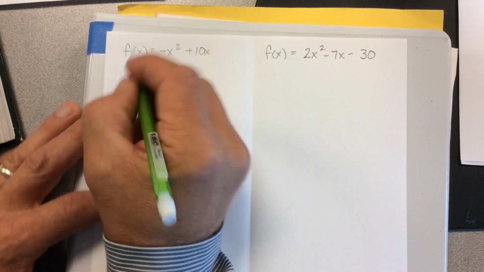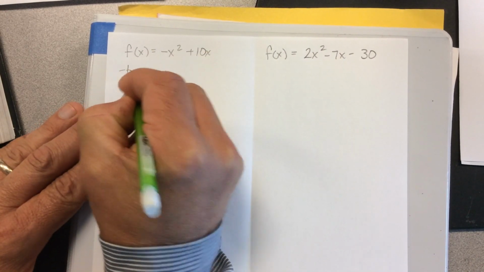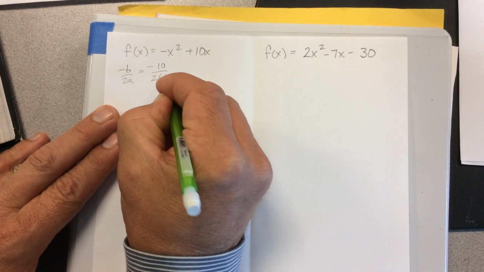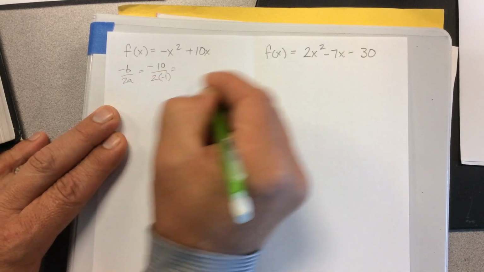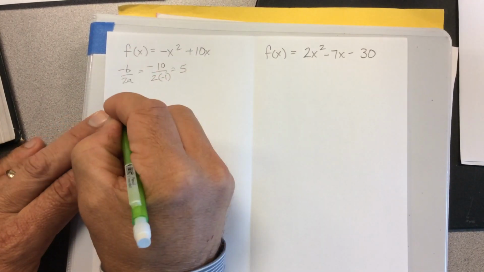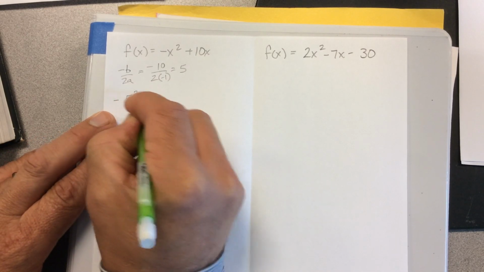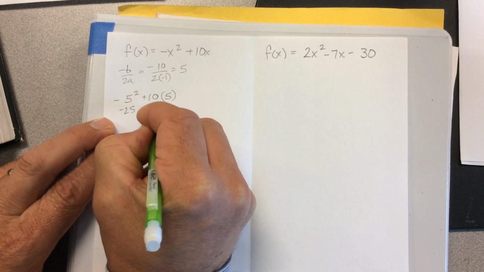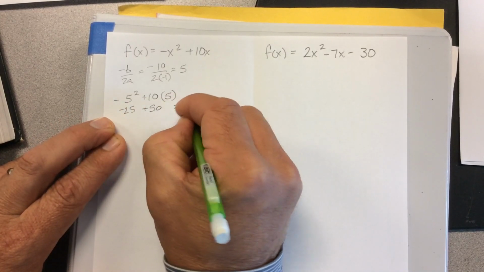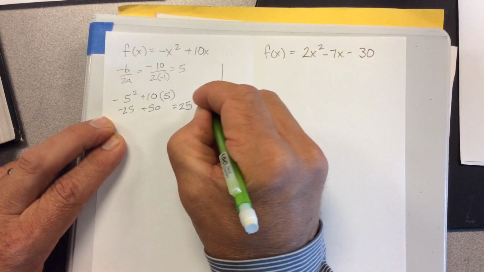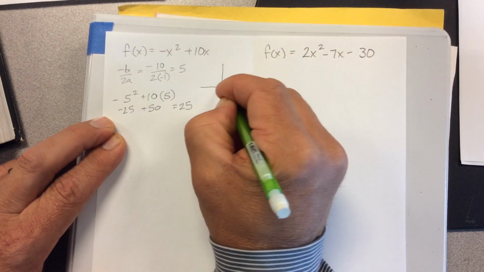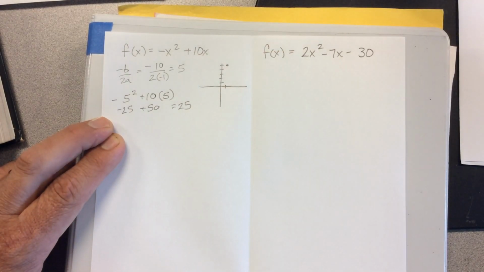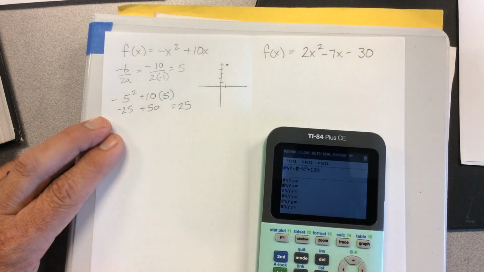The first thing I'm going to do, I'm just going to run through a quick negative b over 2a to try to find the vertex. So I'm going to go negative b, negative 10 over 2 times the a value, which is negative 1. Negative 10 over negative 2 is positive 5. I'll take that 5 and I'll plug it in. Negative 5 squared plus 10 times 5. That's negative 25 plus 50, or 25. It looks like I have a vertex at 5, 25. And with that negative sign, it's going to open down.